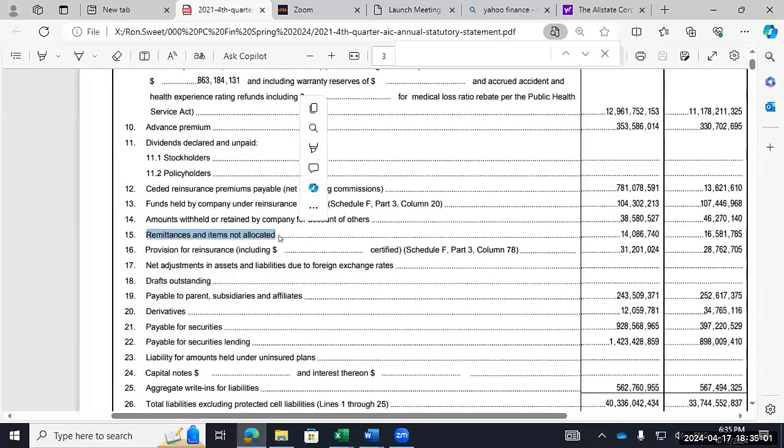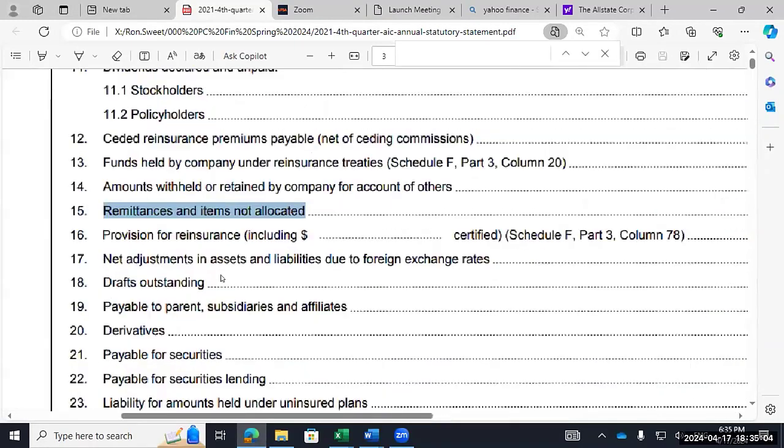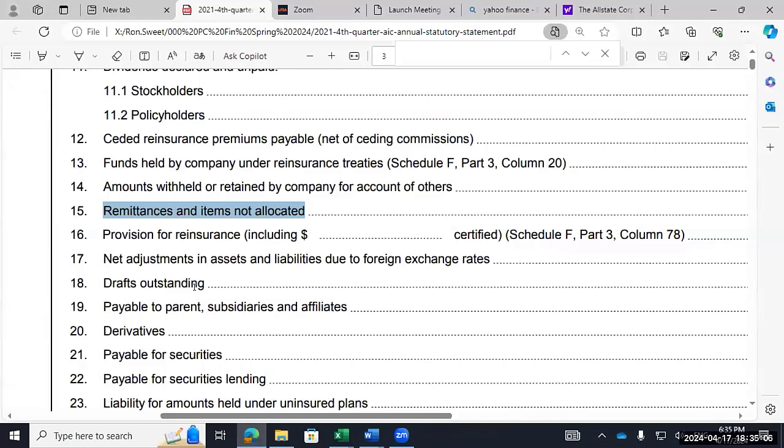They have something on line 15. Have you ever heard that before? I won't make you guess on that one. USAA gets a few 100,000 checks on a day. Is it possible they can't figure out whose checks those are sometimes, which product it belongs to? So remittances and items unallocated, that's premiums they receive, but they have no clue who the policyholder is.